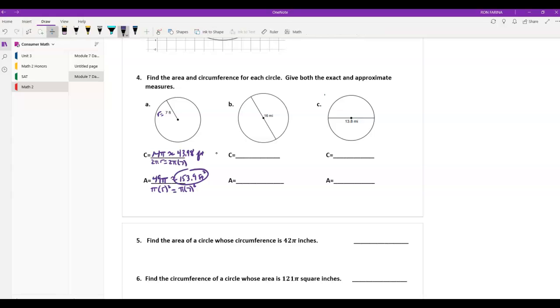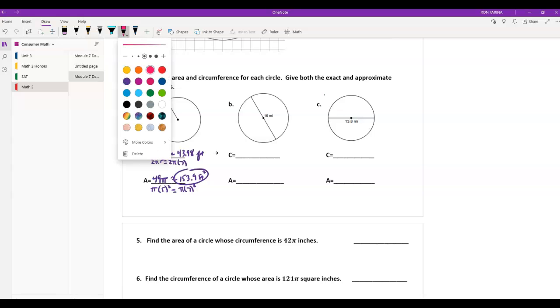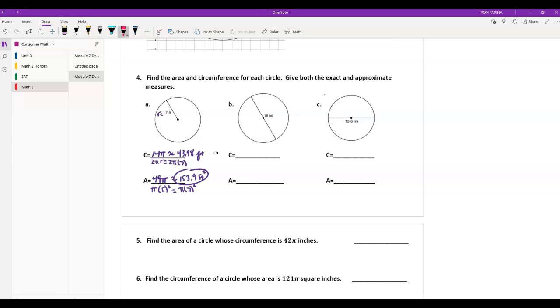Now, letter B. If I go to find letter B, okay, the circumference of this would be diameter times pi. So if the diameter is 16, 16 times pi would be the exact. And the approximate, 16 pi would give you 50.3, and that would be miles right there. Okay, so that's your approximate.